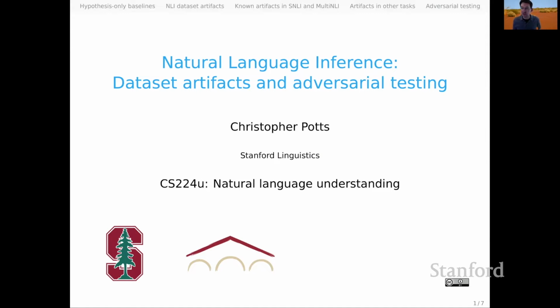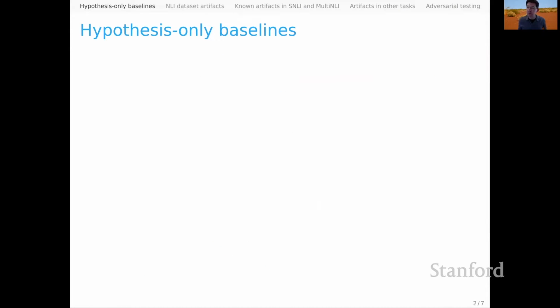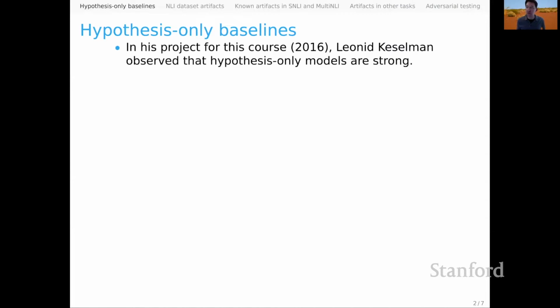This is our chance to start getting a little introspective and think more about developing truly robust systems. So our topic is going to be dataset artifacts and adversarial testing. I'm pleased to report that a lot of the discussion in this area actually traces, in the NLI context, to a course project for this class.